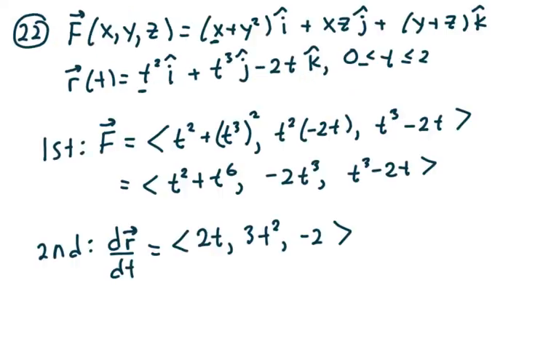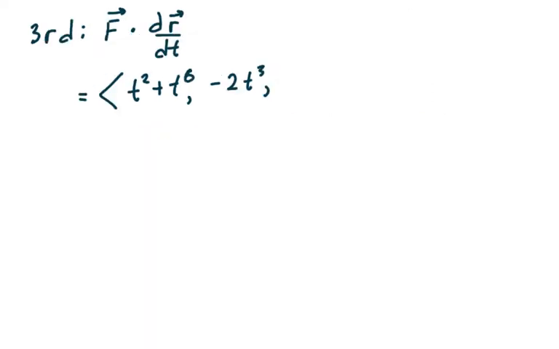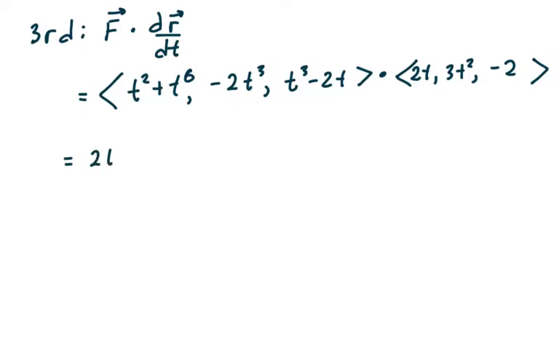The third component is t cubed minus 2t. Now, I'm going to dot this with dr/dt. So dr/dt is 2t, 3t squared, negative 2. So this is 2t times t squared plus t to the 6. So I'm multiplying the first components.